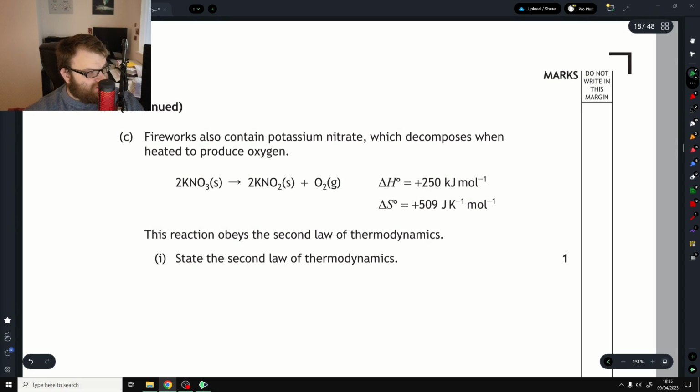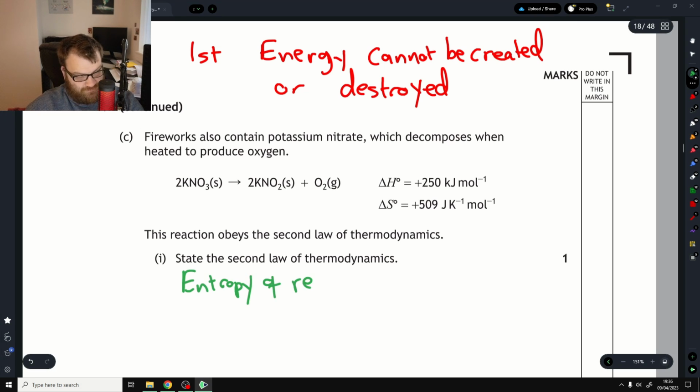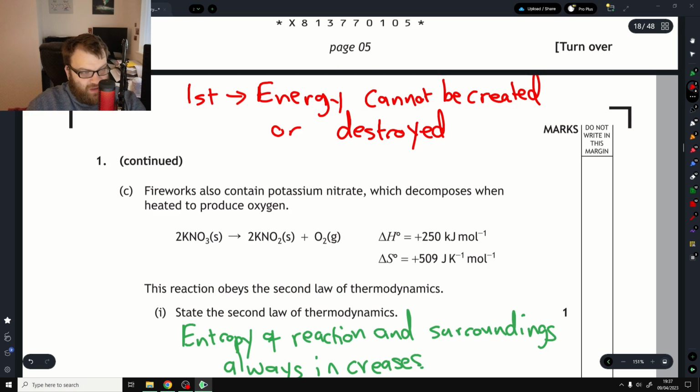In this question, we're asked about the laws of thermodynamics. Our first law of thermodynamics is that energy cannot be created or destroyed. For the second law, the total entropy of the reaction and its surroundings will always increase. If we're asked about the third law of thermodynamics, this states that the entropy of a perfect crystal at 0 degrees Kelvin is going to be 0.